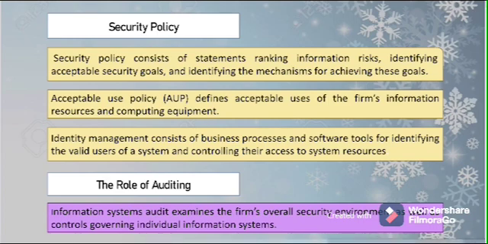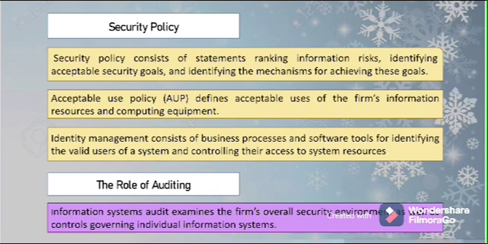Okay, after the AUP, we have identity management, which consists of the business processes and software tools for identifying the valid users of a system and controlling their access to system resources. It includes policies for identifying and authorizing different categories of system users, specifying what system or portion of a system each user is allowed to access, and the processes and technologies for authenticating users and protecting their identity.